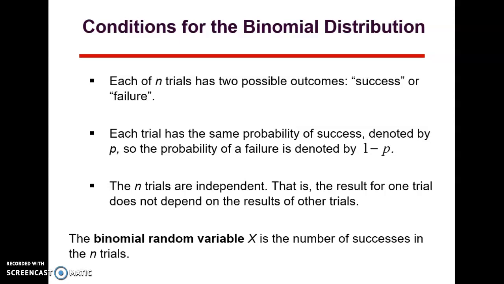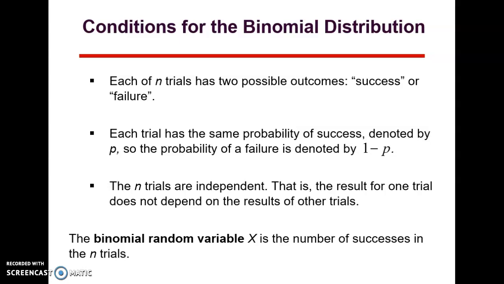Each trial has the same probability of success. We're going to call that little p. So the probability of failure is the opposite. It's complement, 1 minus p. So if the probability of success is 0.1, the probability of not having it happen is 0.9, because everything must add up to 1. The n trials are independent. That means what you got for one trial has no influence on the other trials.